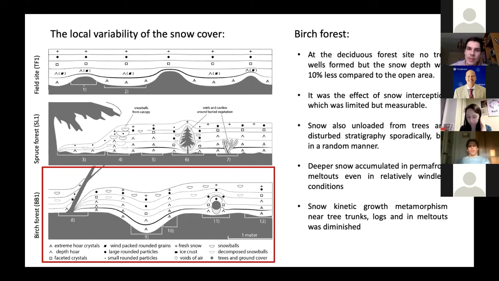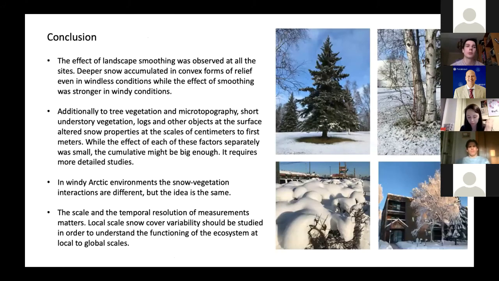So to conclude, I would like to say that the effect of landscape smoothing was observed at all the 3 sites. Deeper snow accumulated on convex forms of relief in windless conditions, while the effect of smoothing was stronger in windy conditions. Additionally to tree vegetation and microtopography, short understory vegetation, logs, and other objects at the surface altered the snow properties at the scales of centimeters to first meters.